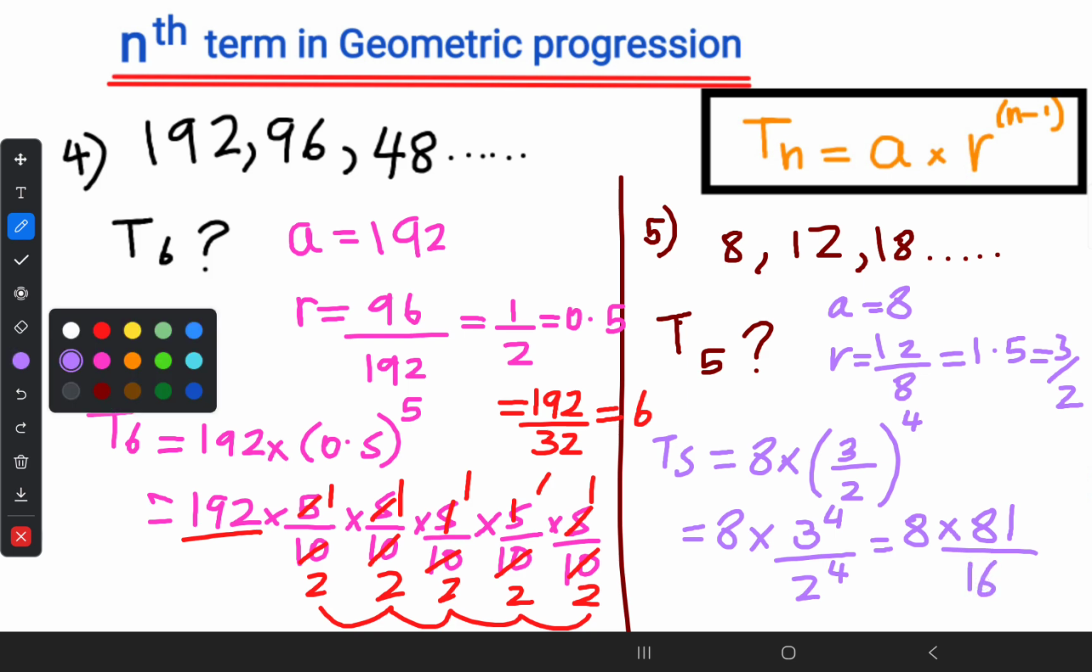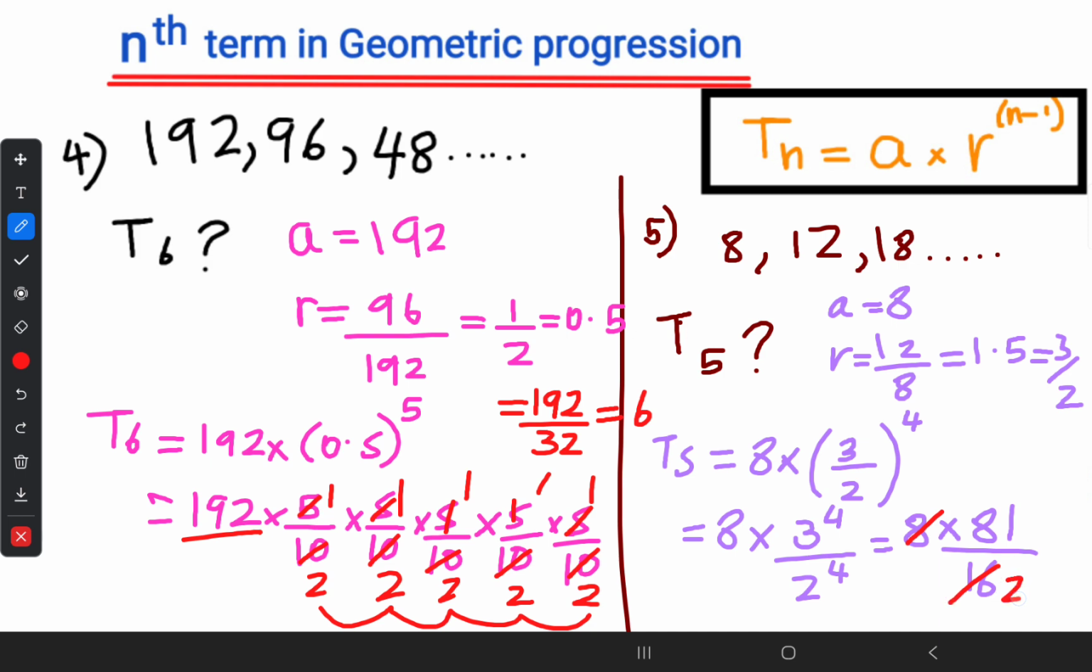So 8 and 16 simplified, then finally 81 divided by 2, that will give you 40.5. That would be the fifth term in this geometric progression. I told you that in a geometric progression, the number can be a negative one, it can be a fraction, it can be a decimal. There are many other suitabilities as well.